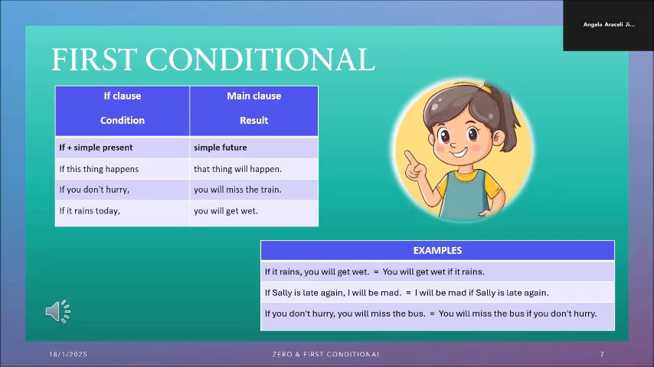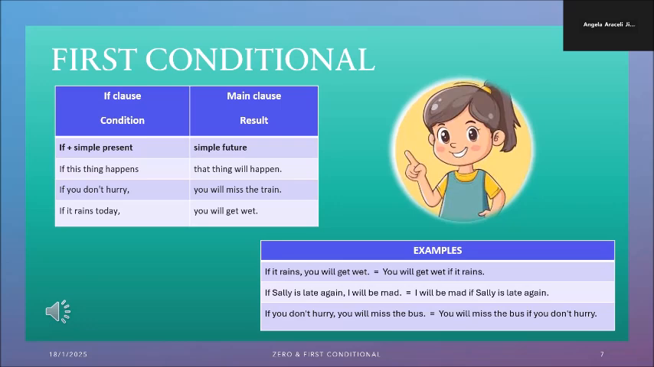If it rains today, you will get wet. As in all conditional sentences, the order of the clauses is not fixed. You may have to rearrange the pronouns and adjust punctuation when you change the order of the clauses, but the meaning is identical. For example, if it rains, you will get wet. You will get wet if it rains.